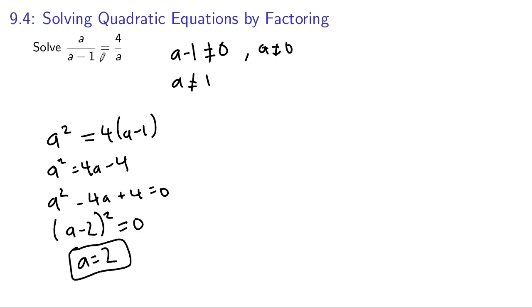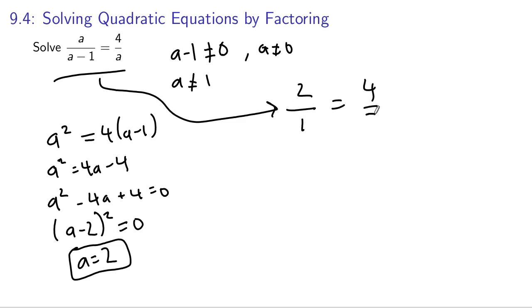We could go back and plug that in and see. So we plug it back in, we have 2 over 2 minus 1 is 1. Does that equal 4 over 2? Yeah, 4 over 2 is 2, 2 is 2.